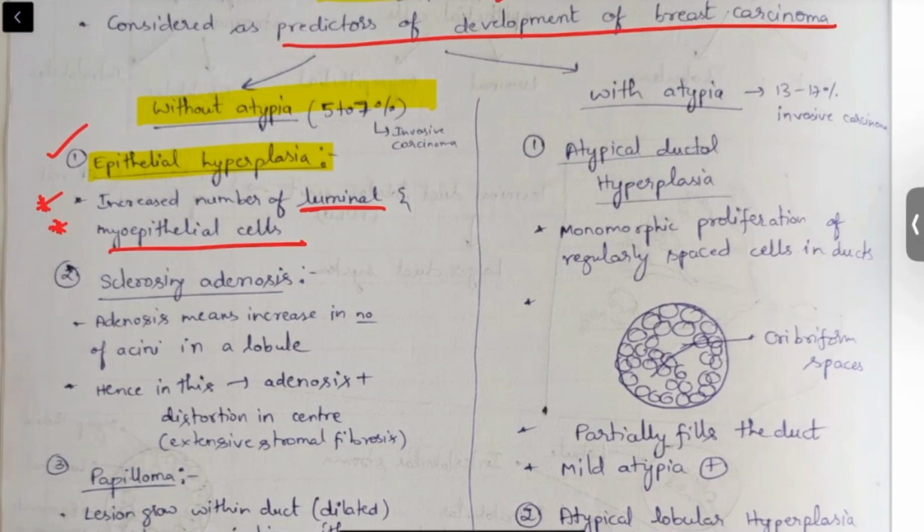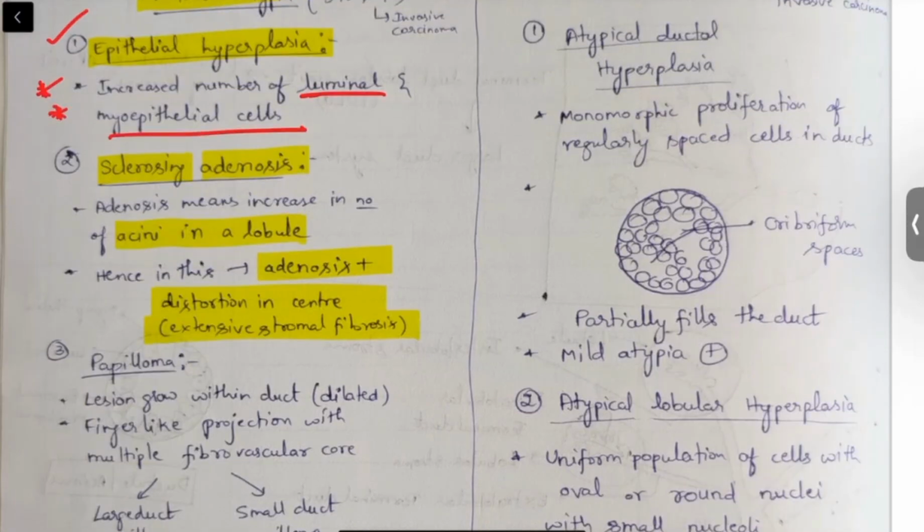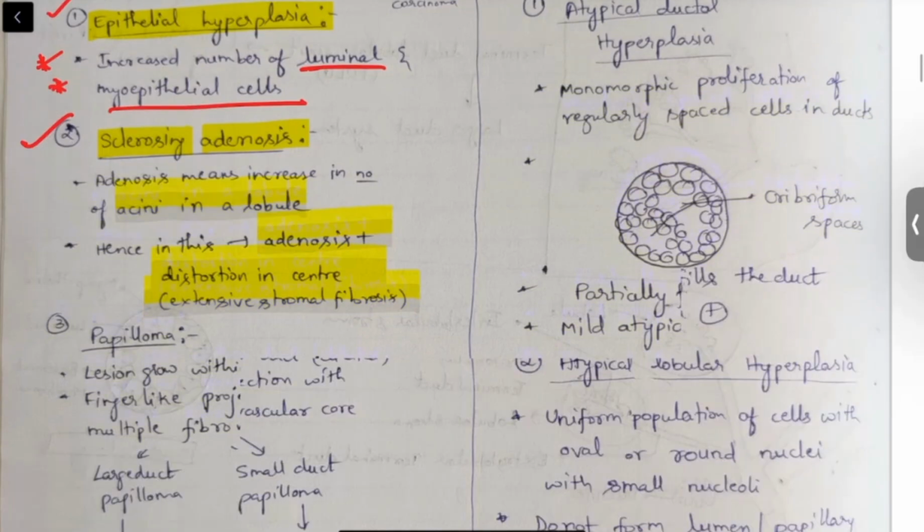Similarly, sclerosing adenosis. Just like the name suggests, sclerosing and adenosis. Adenosis, adena means gland, so there is an increase in the number of glands or acini in a lobule. Hence in this adenosis, there is distortion in the center and extensive stromal fibrosis will occur. So this is called sclerosing adenosis. There is an increased number of glands in a lobule, along with sclerosis, and because of that reason it is called sclerosing adenosis. If this is noted, again there is a 5 to 7% risk.